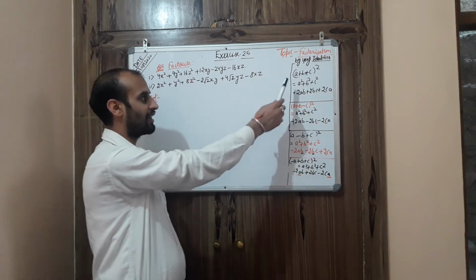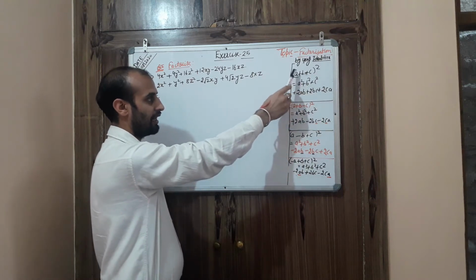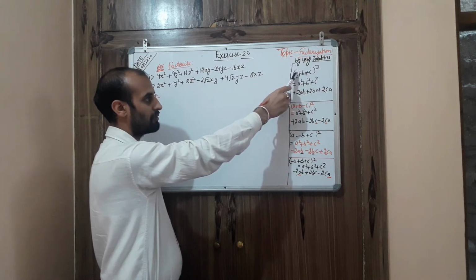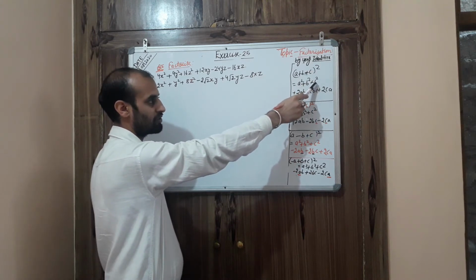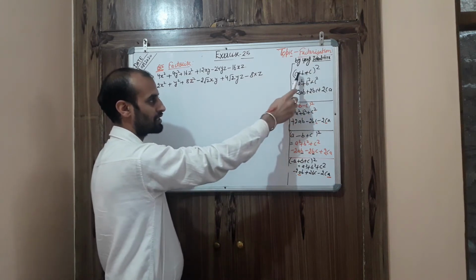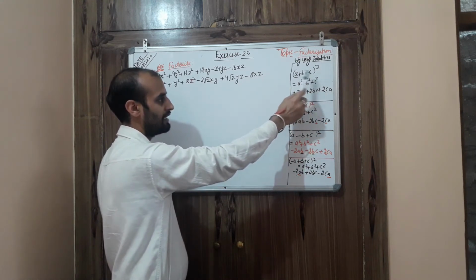The identity is: (a + b + c) whole square. As I told you, first write the square of the first number, a square, the square of the second number, b square, the square of the third number, c square. Then write 2 into the first combination, 2ab, then 2bc, then 2ca.